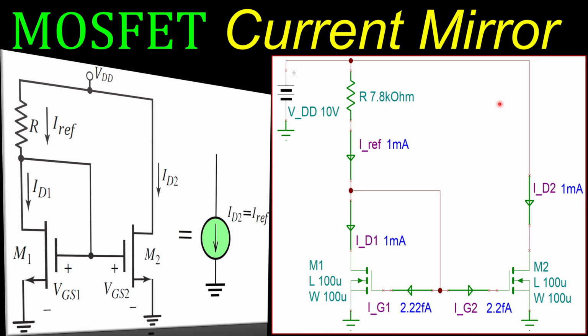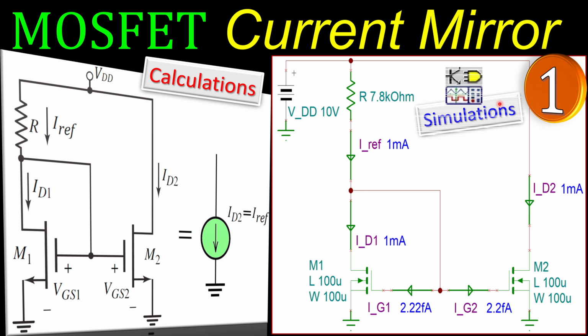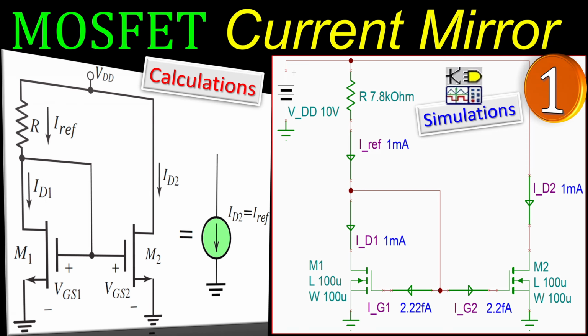Welcome back to a new video about current sources using transistors. We continue in this example using the MOSFET. In this example number 1, we will look at the simple current mirror using two MOSFETs. And of course, we will work out the calculations for this and also verify this in SPICE simulations.